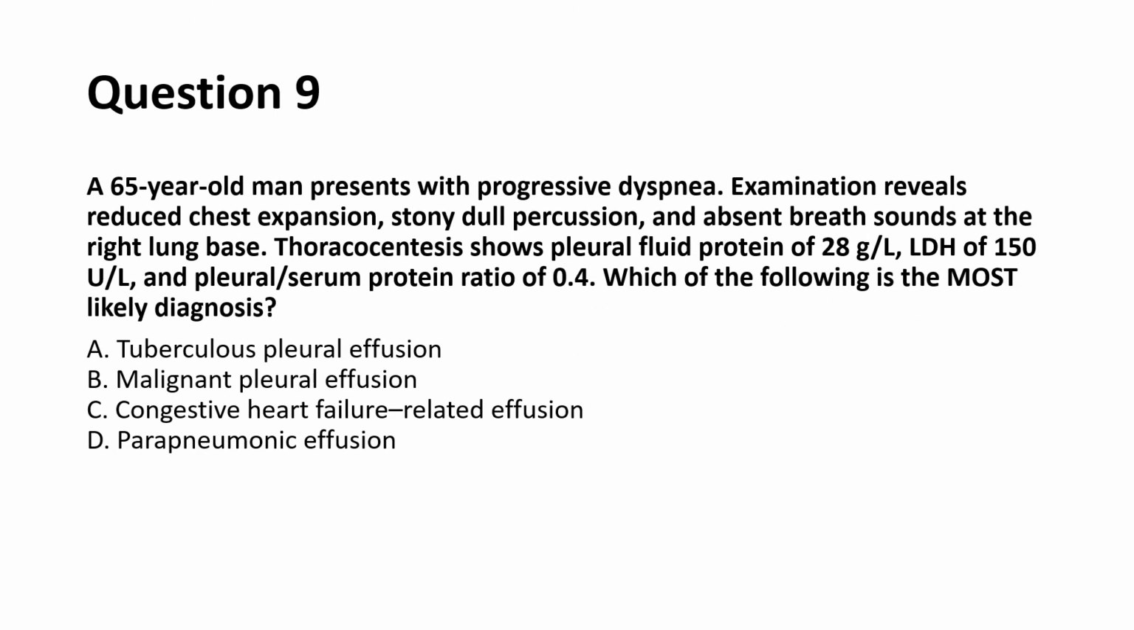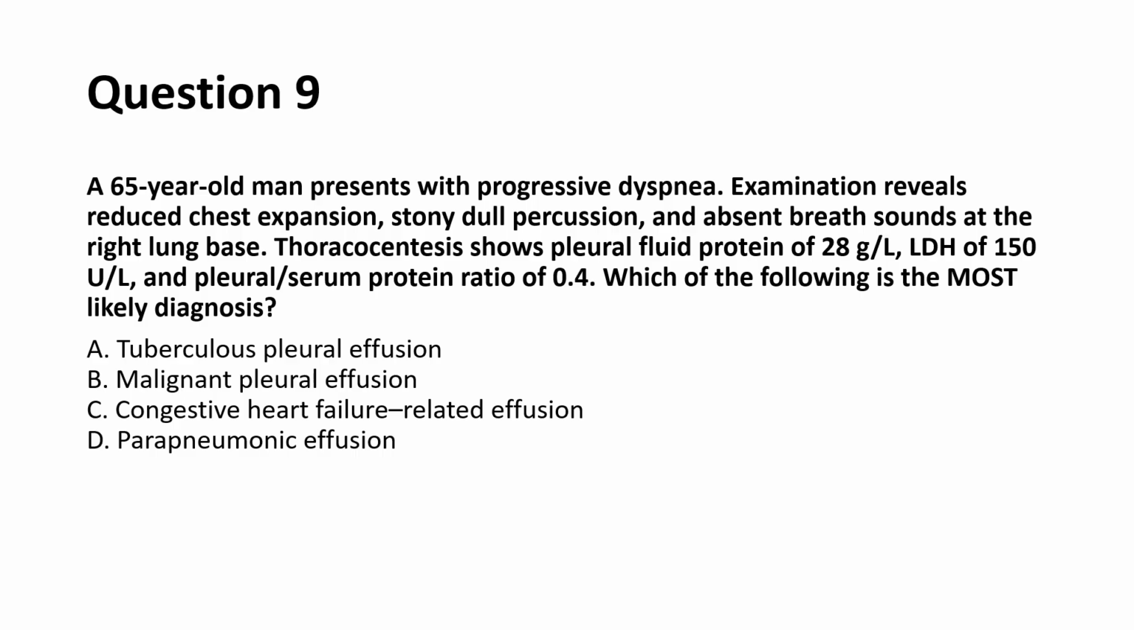A 65-year-old man presents with progressive dyspnea. Examination reveals reduced chest expansion, stony dull percussion, and absent breath sounds at the right lung base. Thoracentesis shows pleural fluid protein of 28 grams per liter, lactate dehydrogenase of 150 units per liter, and pleural to serum protein ratio of 0.4. Which of the following is the most likely diagnosis? Tuberculous pleural effusion, malignant pleural effusion, congestive heart failure related effusion, parapneumonic effusion.